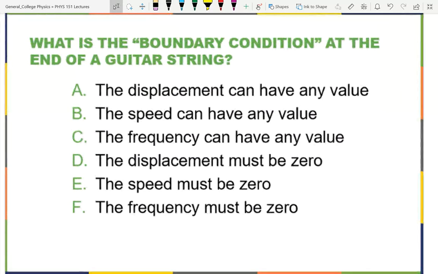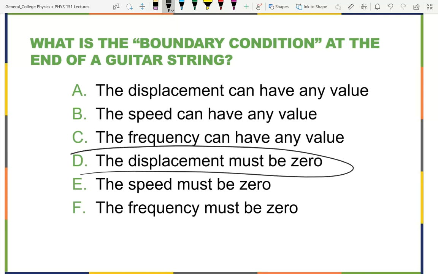A reminder, what was the boundary condition for the wave on a string for a stringed instrument? It had to be at the edges, had to be a node, it had to be stationary. So the displacement had to be 0. There was no boundary condition on frequency. The frequency condition came as a result of that boundary condition. There's no boundary condition on speed. The speed is a result of the physical parameters of the string, the tension and the mass per unit length.